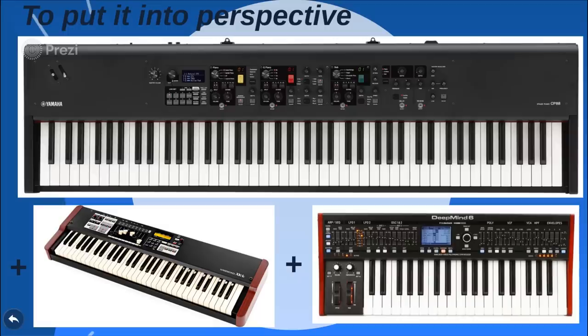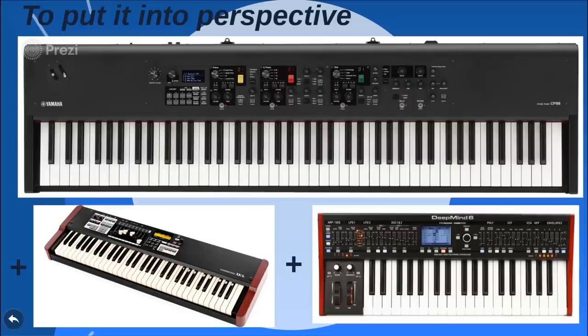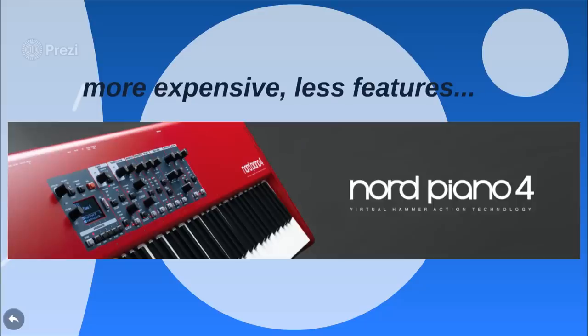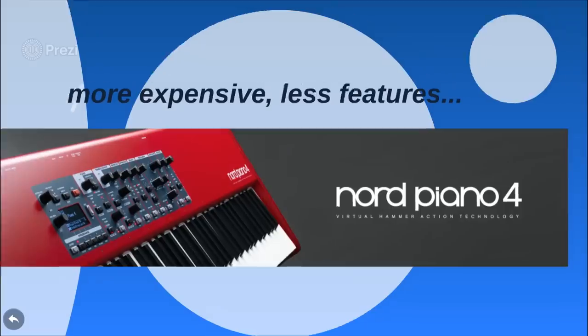So how about that? That's the same value as what we had earlier. Now, it is somewhat convenient to have everything in one box, I'll give you that, but I just wanted to put this picture up on the screen so you can realize just how much more expensive the Nord Stage is. So if you think you can manage without the tone wheel organ and the virtual analog synth, you can live with the samples that Yamaha have provided on the CP, and I think the CP88 or 73 is much better value for money. Or you could pay more money and get less features, but get access to the fabulous Nord Piano sample library, and then your best choice is the Nord Piano 4 at $3,000.